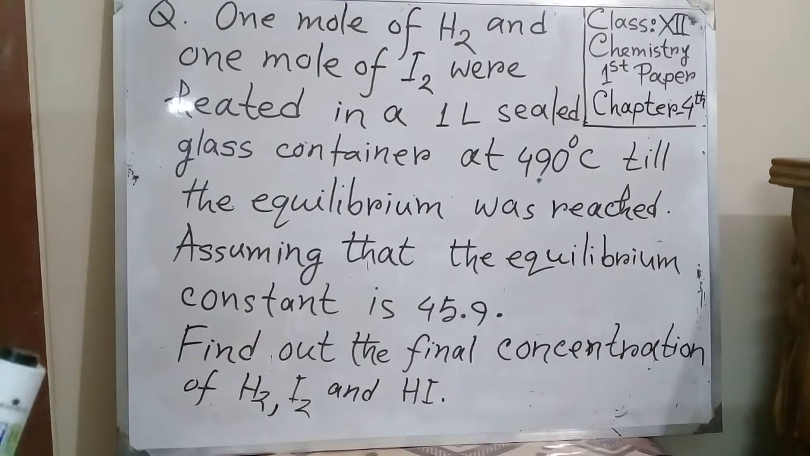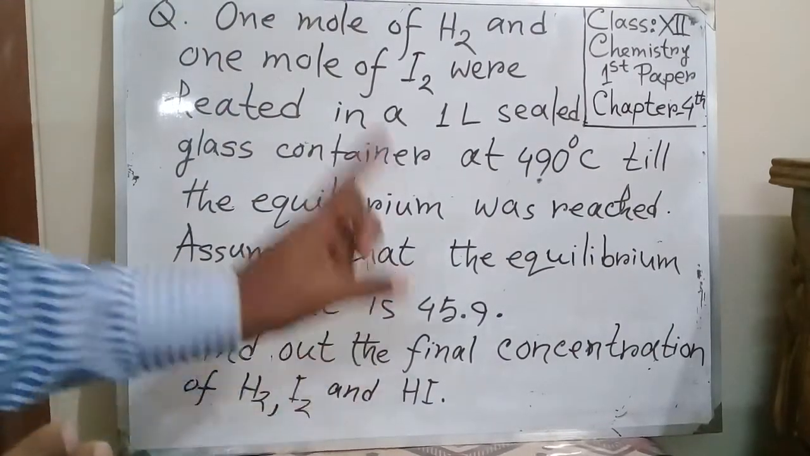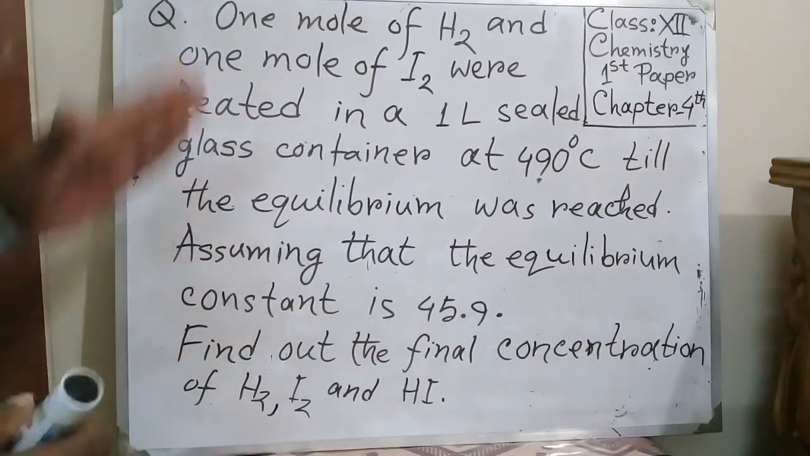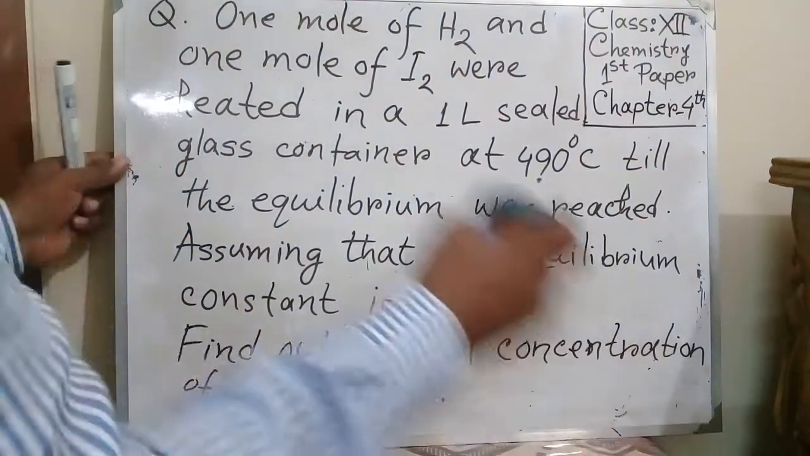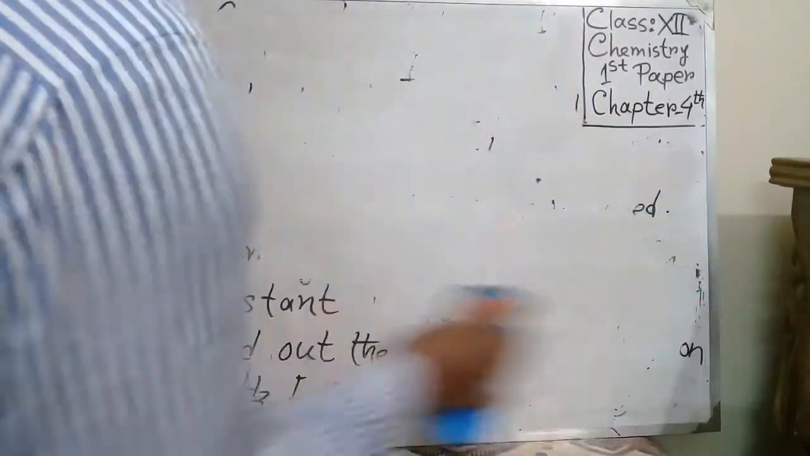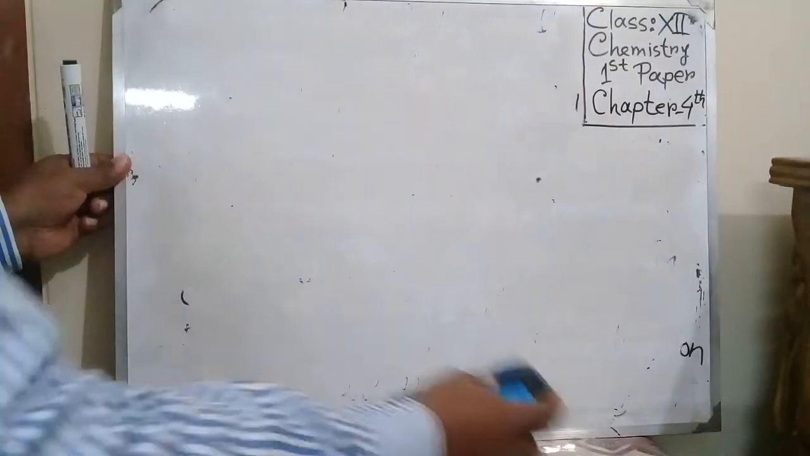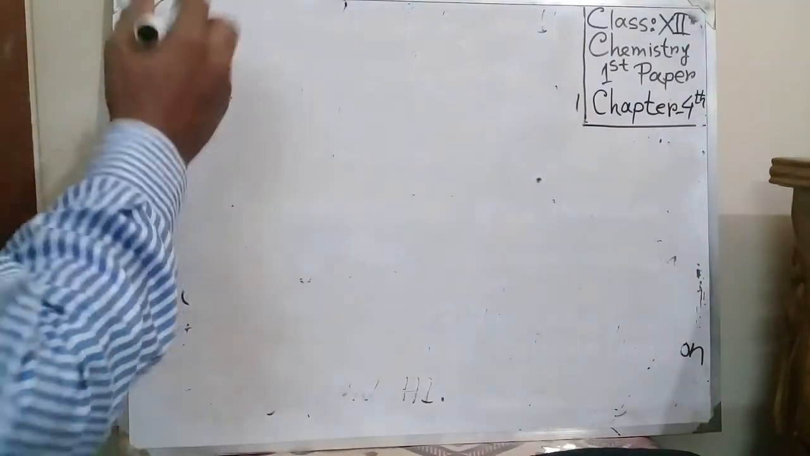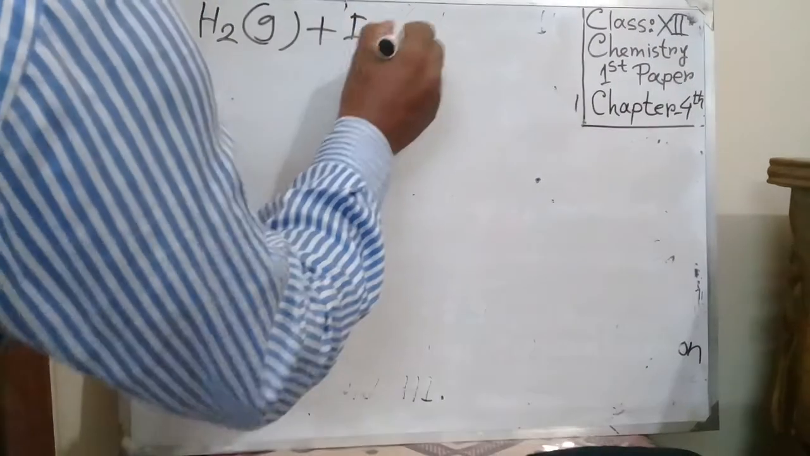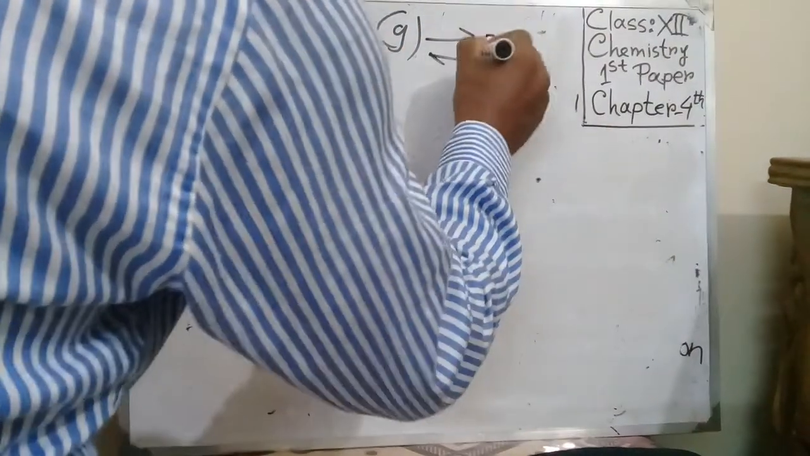For solving the problem, first we need to write the equation for the reaction. That means hydrogen, iodine and hydrogen iodide. So what's the reaction? Let me write it here. The reaction is hydrogen gas plus iodine gas, and we can get 2 hydrogen iodide.